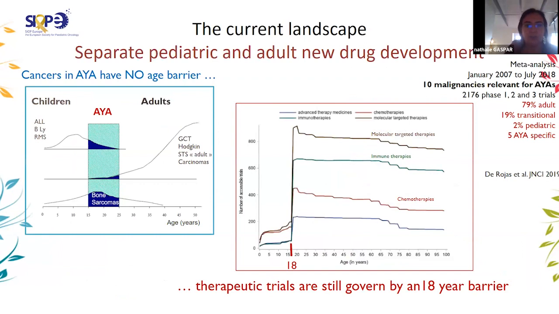You have seen that the epidemiology doesn't stop at 18 or start at 18. You have a range of pediatric cancers, adult cancers and typical AYA cancers that can be seen in that population. But if you look at the therapeutic trials, there are very few trials up to 18, and then suddenly at 18, something happens and you have a huge amount of trials. The picture that you can see here is just for diseases that are seen in adolescents and young adults. We have excluded all the diseases that we cannot see in adolescents and young adults.